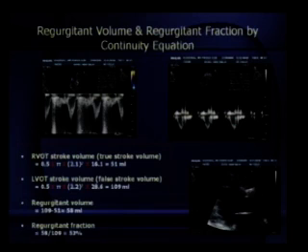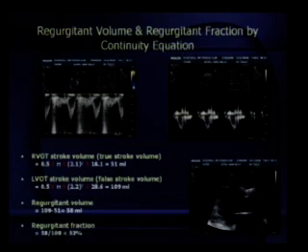Now, in many labs, they would like to calculate regurgitant volume and regurgitant fraction by continuity equation, and this can easily be done if you place the pulse wave Doppler beam here, and find out the right ventricular outflow stroke volume, which is the true stroke volume. Why is it the true stroke volume? The LVOT gives the false stroke volume because the LV also gets regurgitant volume from the aorta. What is happening in aortic regurgitation? Some volume is going back into the LV, so the LV is primed with more blood.